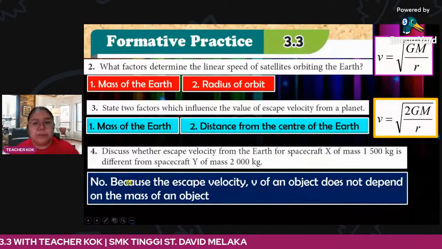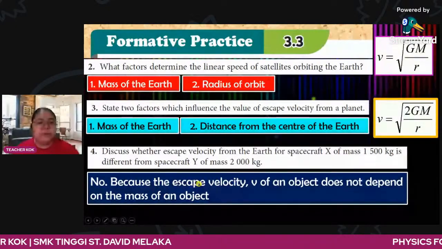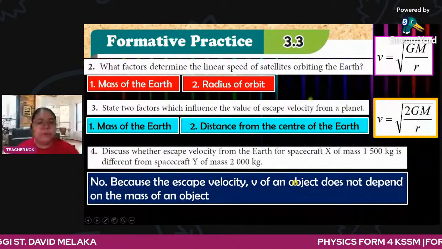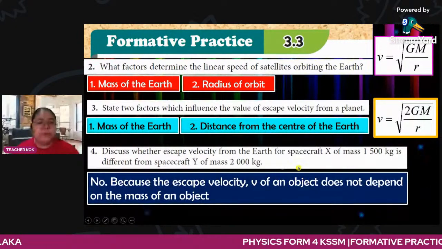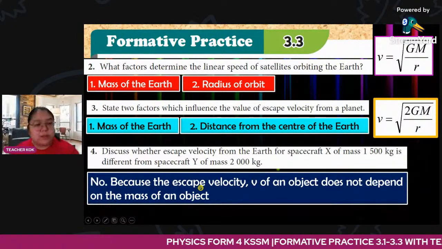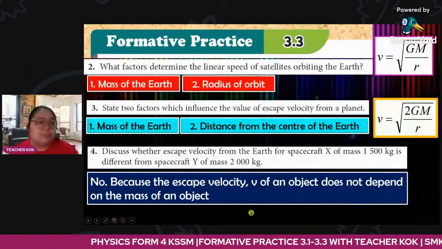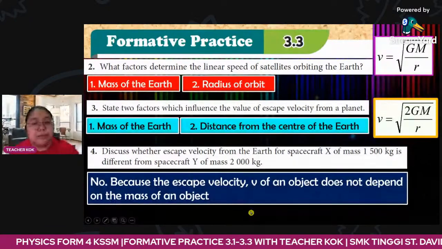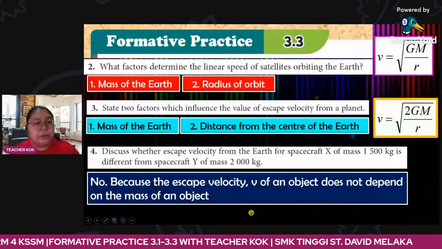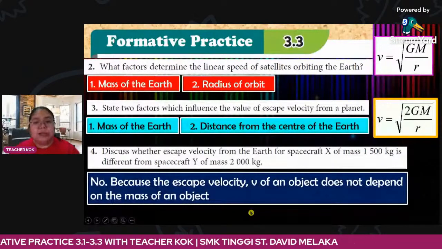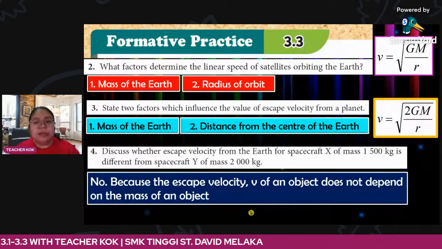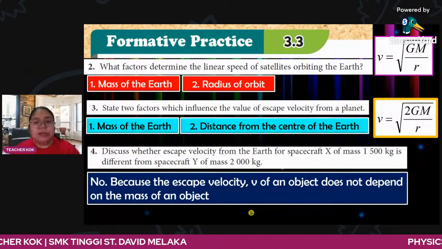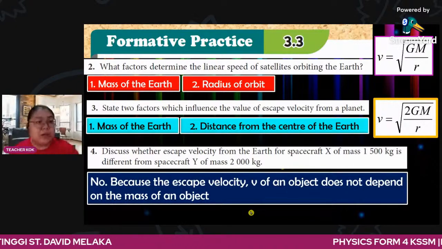So from here, the answer is that the escape velocity v of the object does not depend on the mass of the object. So this one should be the answer. Although you change the mass of the spacecraft, it does not affect the escape velocity because the mass of the Earth is already big enough.